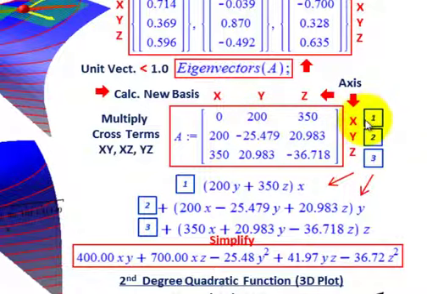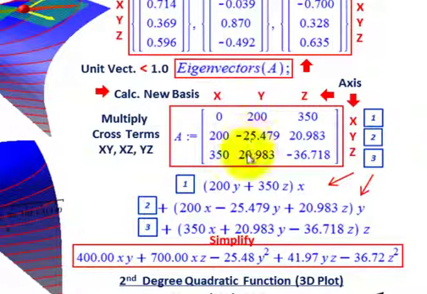First, looking at row 1, all you're going to do is take your 200 times y plus 350 times z. And then you take that quantity times your row x here. And then same thing for your second row. You're going to take 200 times x minus 25.47 times y plus your 20.98 times z. Take that whole quantity times y, row y. And the same for the third here.